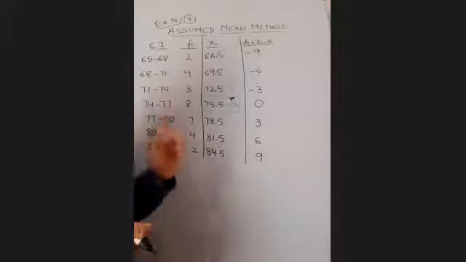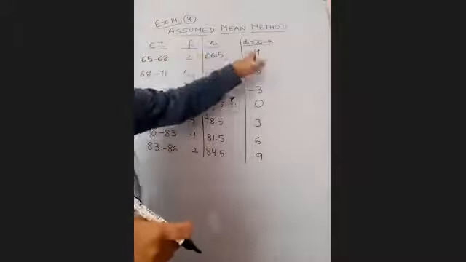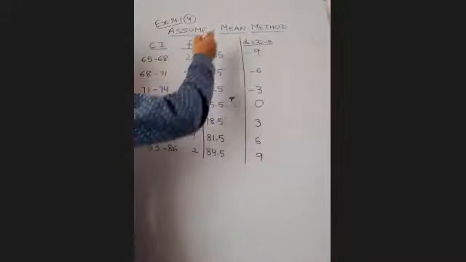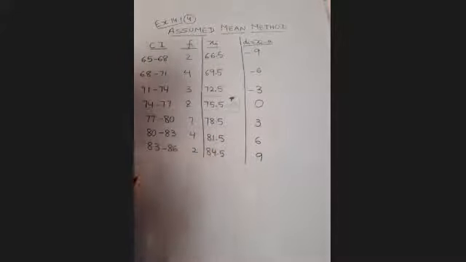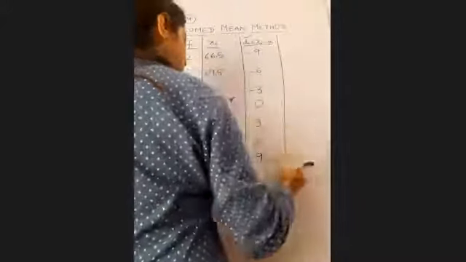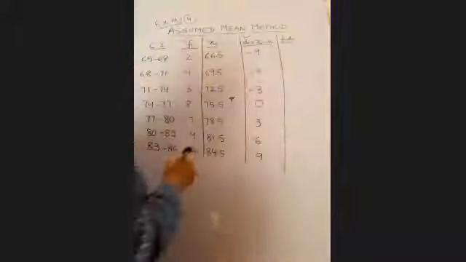Now tell me, what is more convenient: multiplying fi xi or multiplying fi di? fi di. So this can be removed mentally. Suppose this column is not there with us. So now let us multiply fi and di, and let us see what we get.